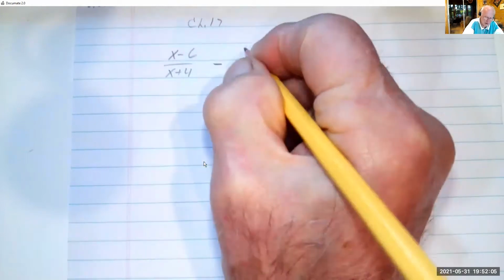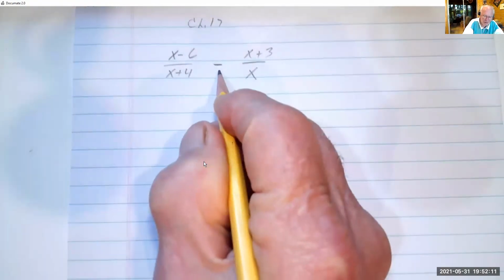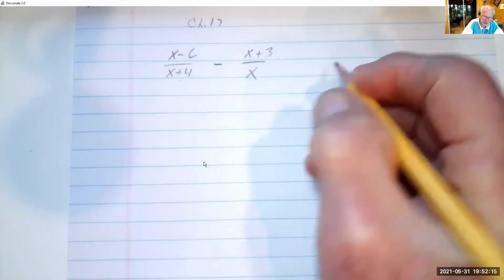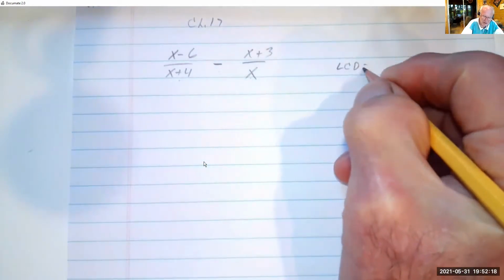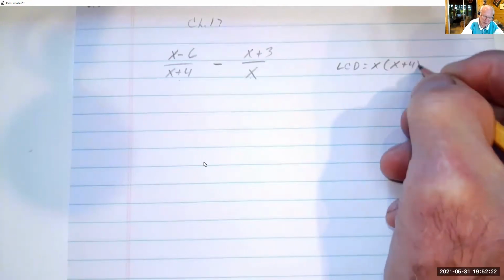And for our last problem, let's subtract fractions with different denominators. So x minus 6 over x plus 4 minus x plus 3 all over x. We cannot subtract when we have unlike denominators. We need an LCD. An LCD, in this case, is just a product of the two denominators. That is the least common denominator.